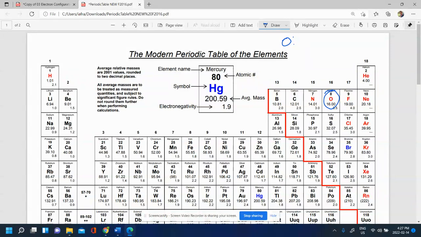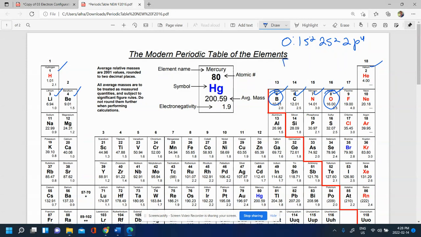So this first period is 1s1, 1s2. So that's filled up. Let's continue. Second period, 2s1, 2s2. That's filled up. Now we're going to go here, 2p1, 2p2, 2p3, 2p4. That's filled up.